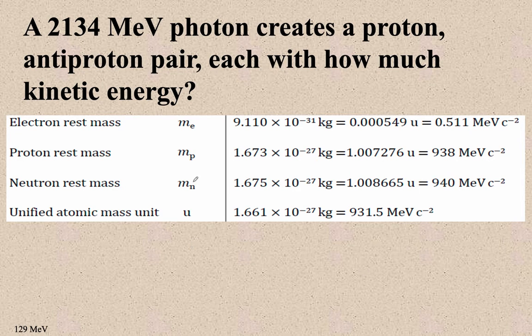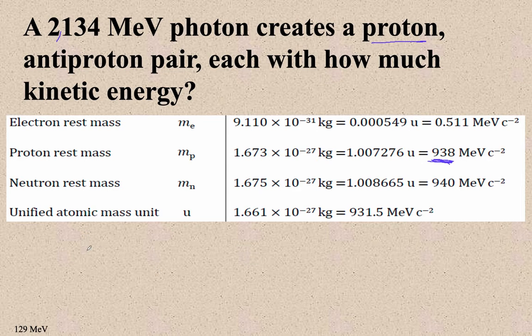All right, a 2,134 million electron volt photon creates a proton-antiproton pair. So notice these are protons, right? So we're going to use this mass right here, okay? Antiproton pair, each with how much kinetic energy, right?